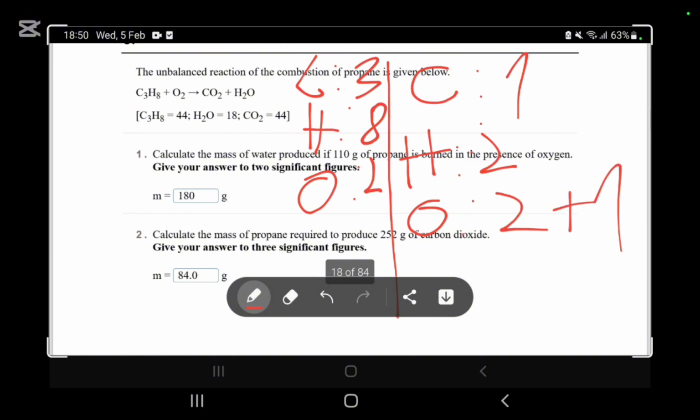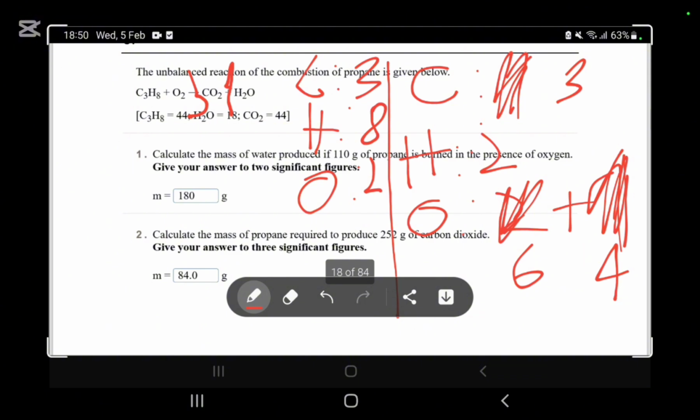First of all, we're gonna have to balance carbon by making this 3. And then that will make this 6, right? Okay, so after balancing out the carbon, we need to balance out the hydrogen here. So we need to make this 4, right? Which will make this 4. So this is balanced, this is balanced, the oxygen isn't.